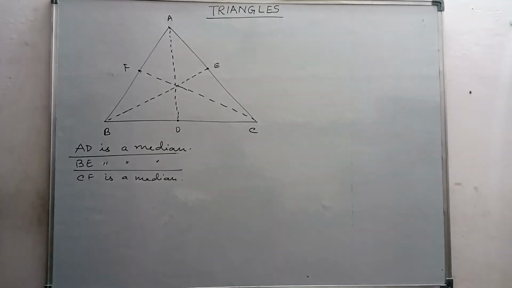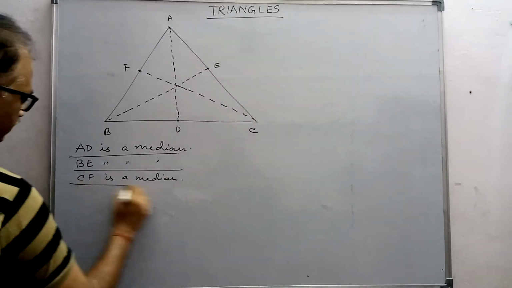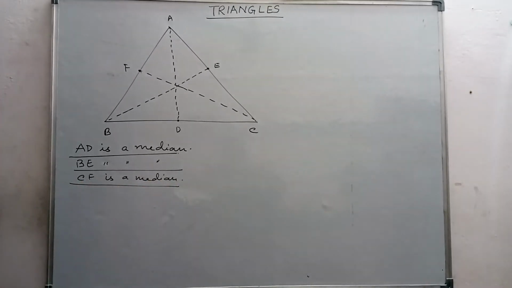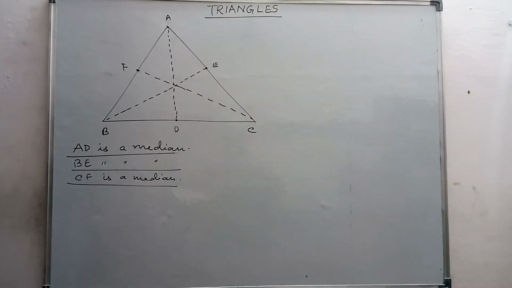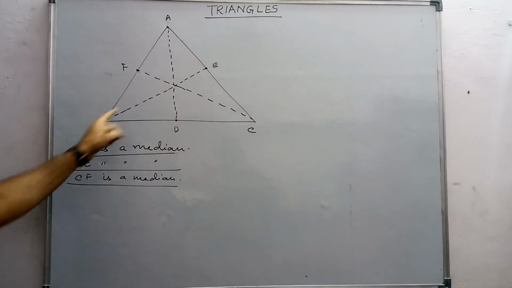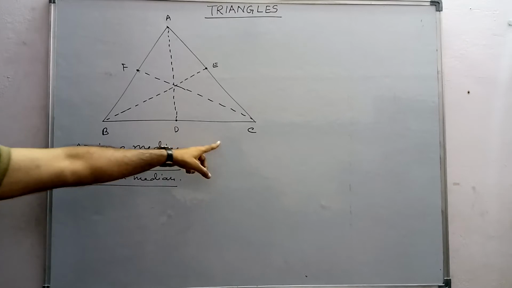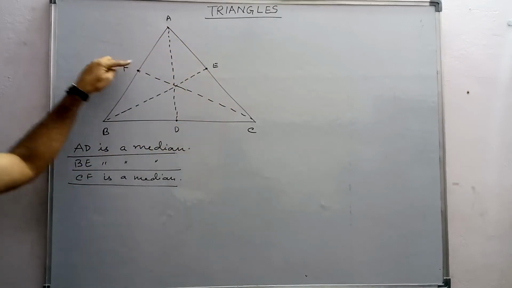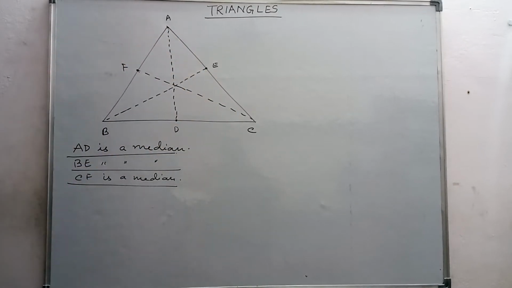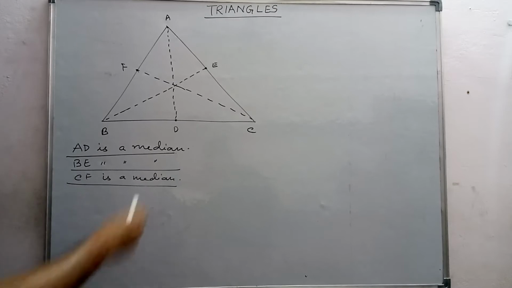So we conclude that a triangle has got three medians. So a triangle has three medians, AD, BE and CF, where D is the midpoint of BC, E is the midpoint of AC, and F is the midpoint of AB. All these three medians are concurrent. All three medians are concurrent.